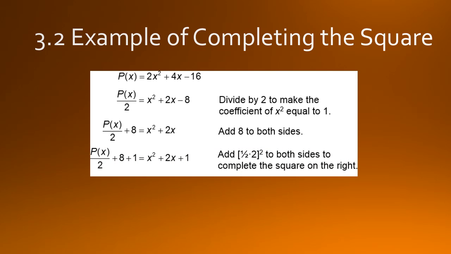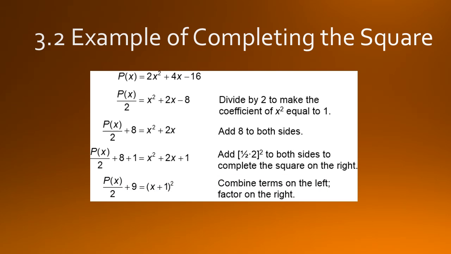Now what we're going to do is take the 2 in front of the x, divide it by 2, and square it. So 2 divided by 2 is 1. 1 squared is 1, and we add that to both sides. So that's where the plus 1 comes from on the right and on the left.